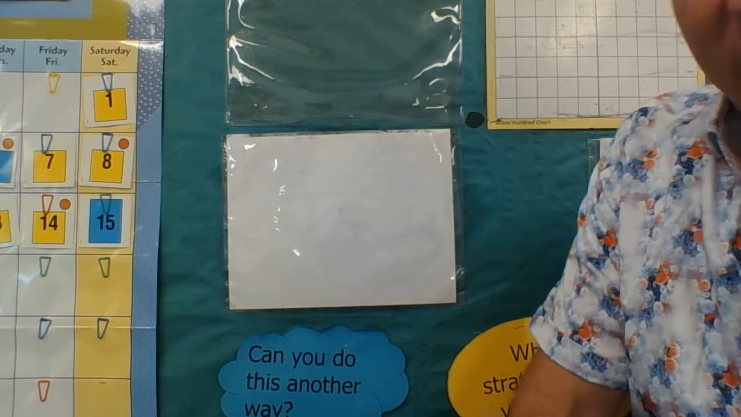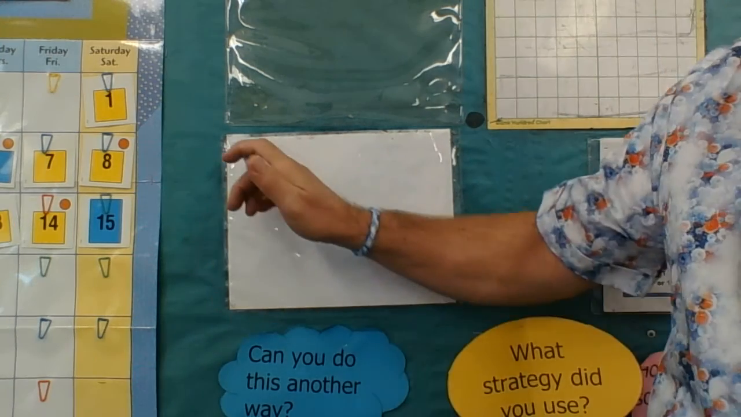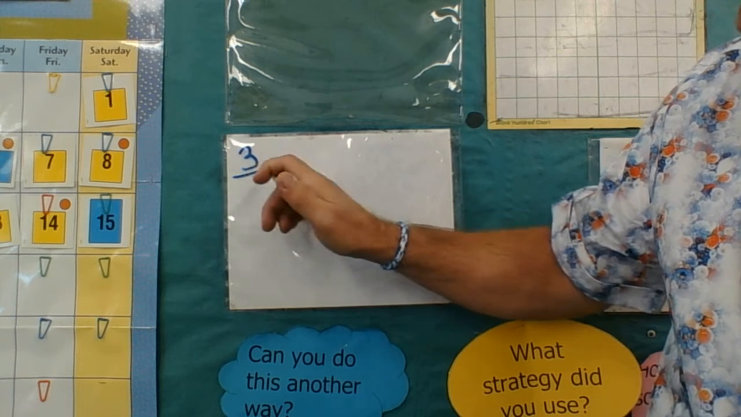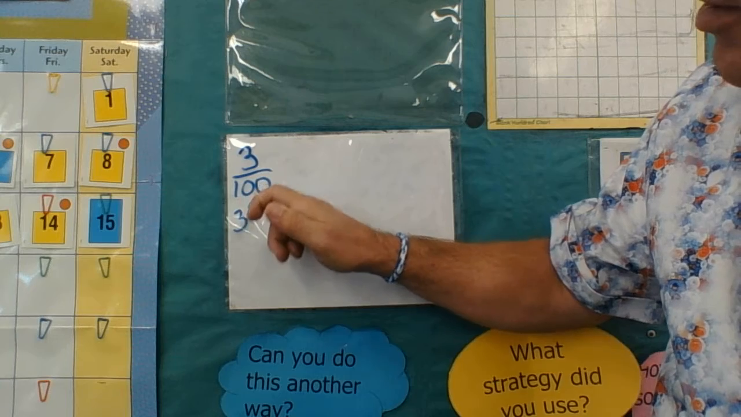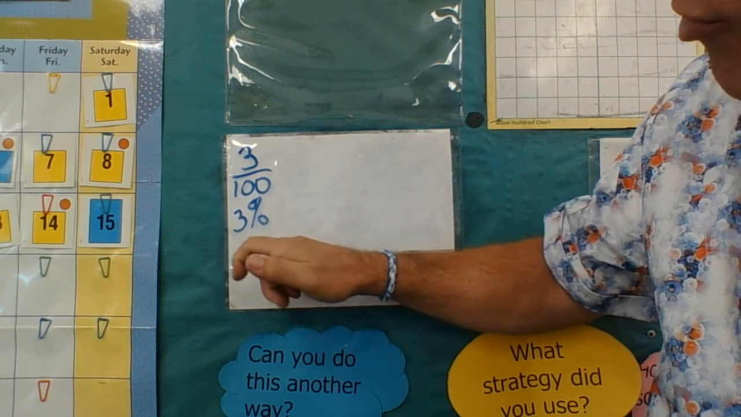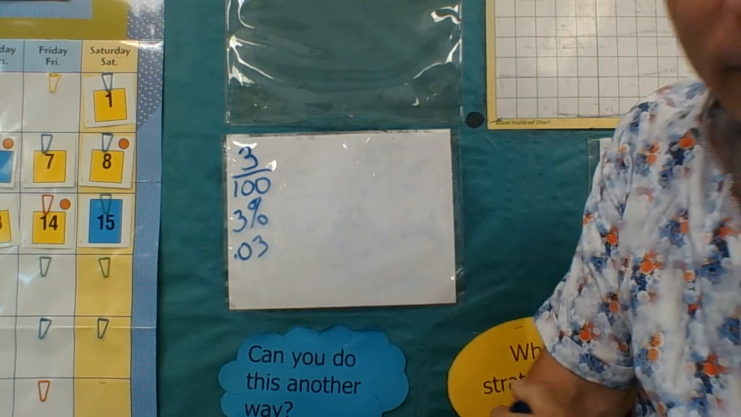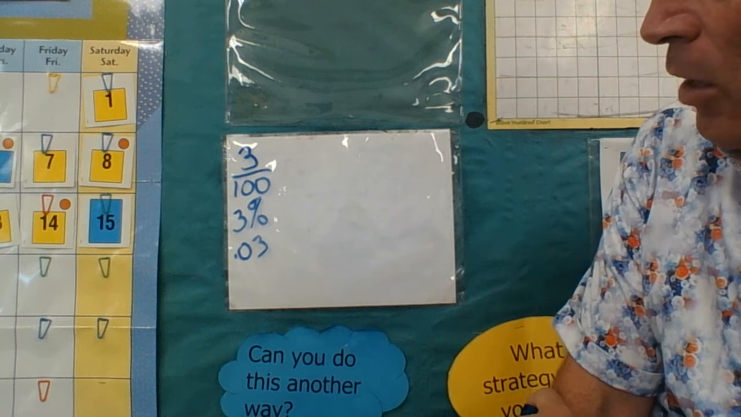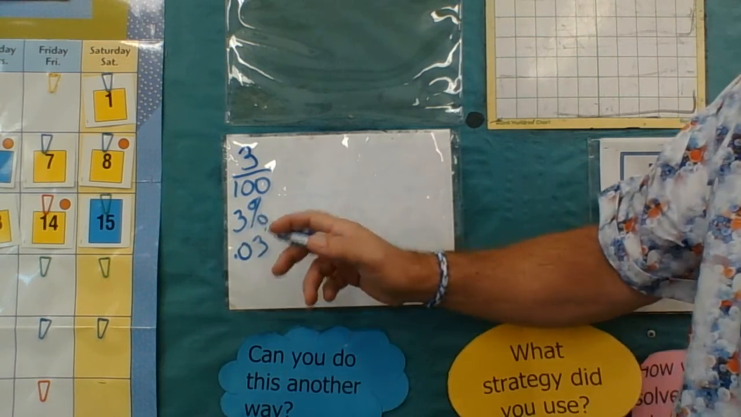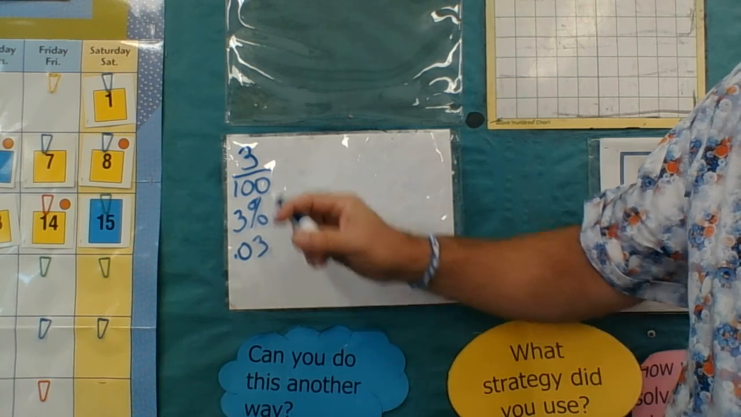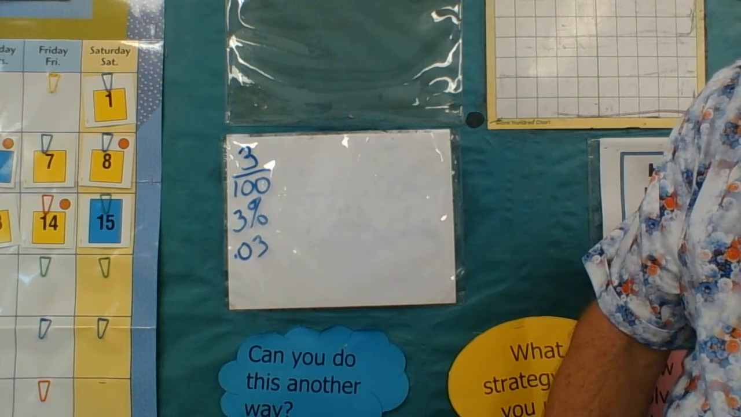Okay, so let's do our application of what we understood. We know that we have 3 out of 100, 3%, and 3/100ths, that they all mean the same thing. Well, let's see if we can do the same thing that we did in our previous day, where we were able to show mathematically why this happens.